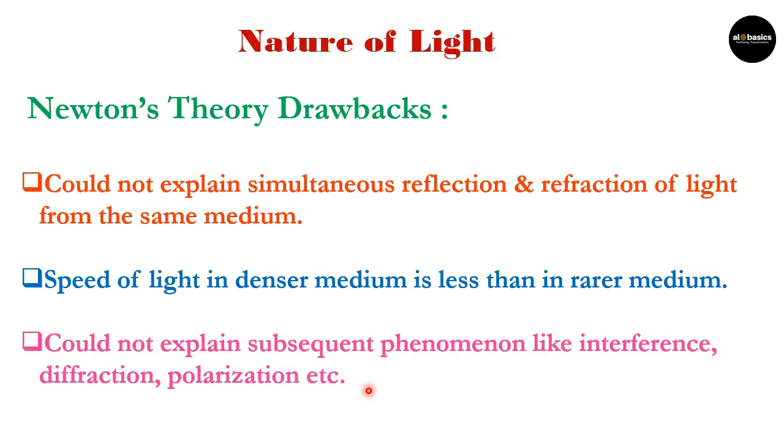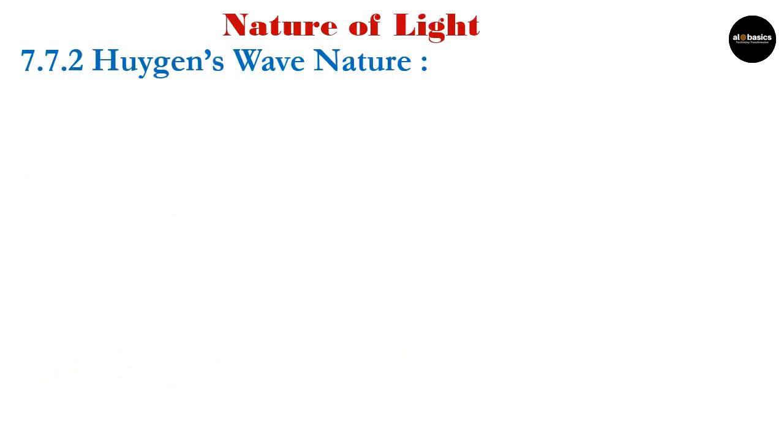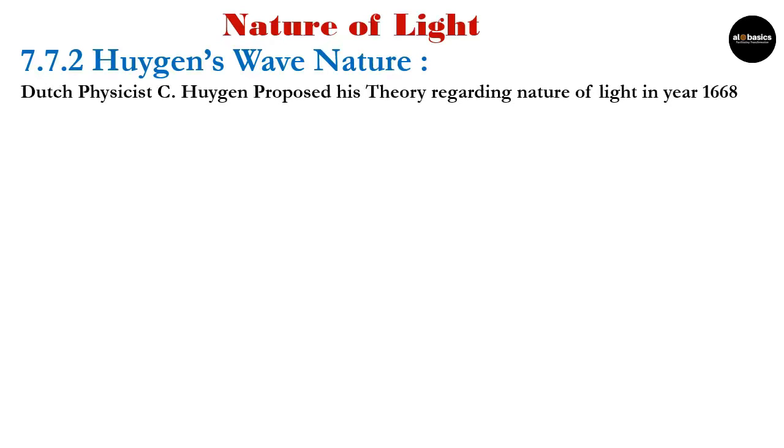So this is regarding Newton's corpuscular theory of light. Here we have discussed its assumptions as well as drawbacks. Three years later, after Newton proposed his theory regarding the particle nature of light, that is in 1668, a Dutch physicist, Huygens, proposed his theory regarding the nature of light.